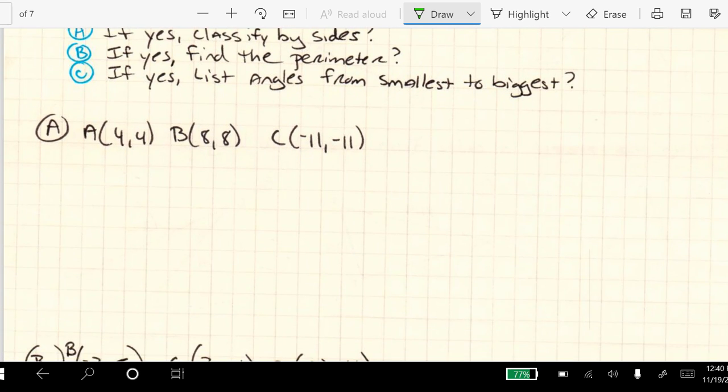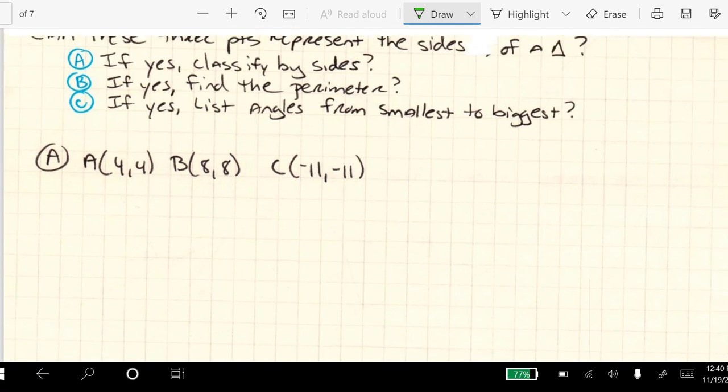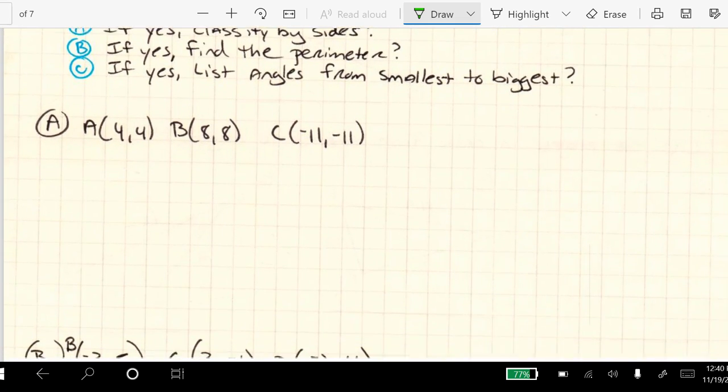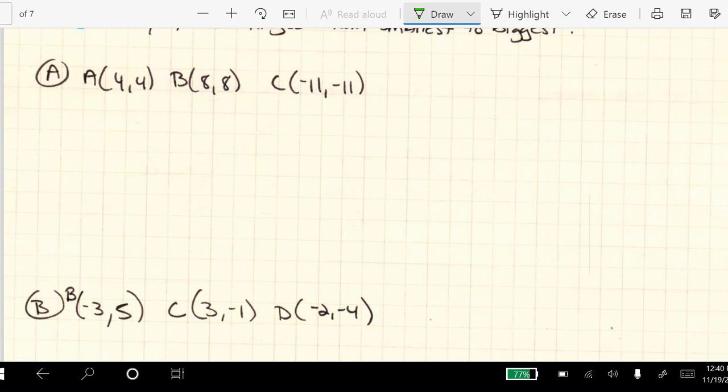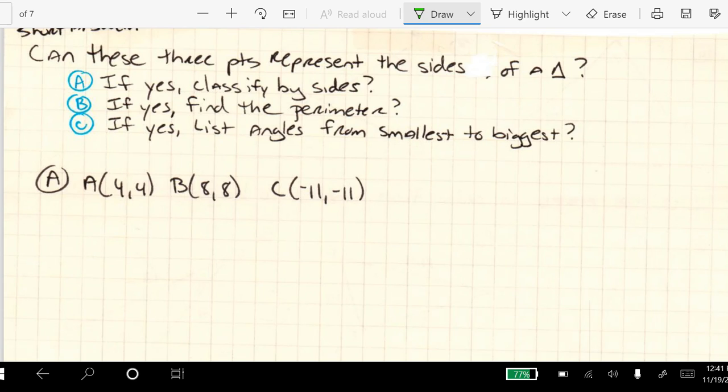All right, and I just want to take the time to do maybe one of these distance formula problems. For these distance formula problems, the first thing it's asking is, can these represent the sides of a triangle? In order to figure that out, you have to do the distance formula. You have to figure out what all the sides are.